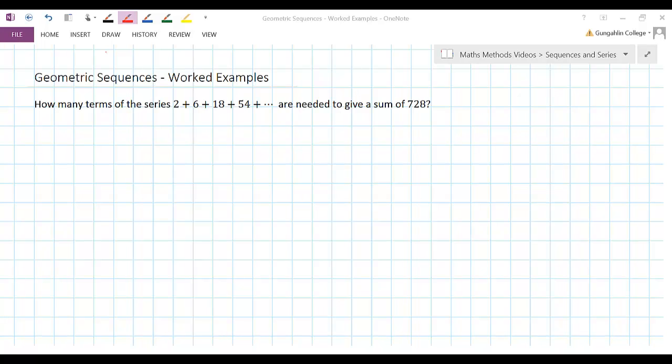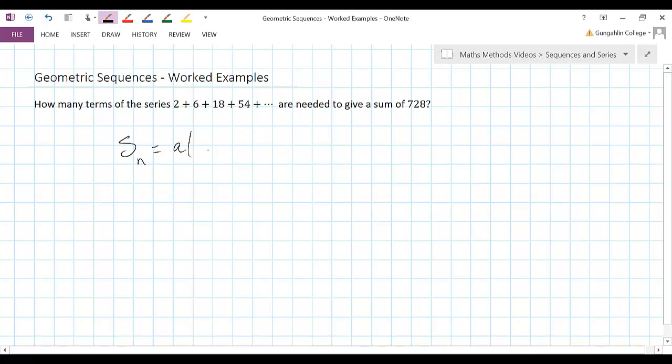So this final example is another one of these, how many terms in the series are required to give a sum of whatever. And this is going to be a question where we're using the sum to n terms formula in a slightly unusual way. Or maybe not unusual, different way. Different to what we would do in most problems.